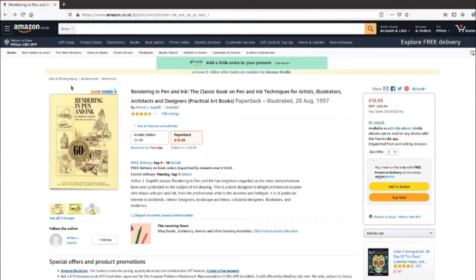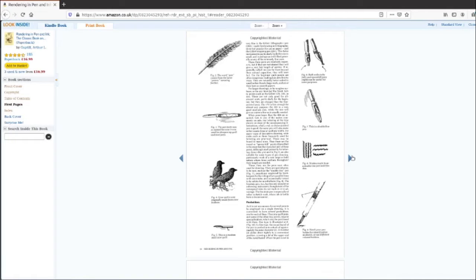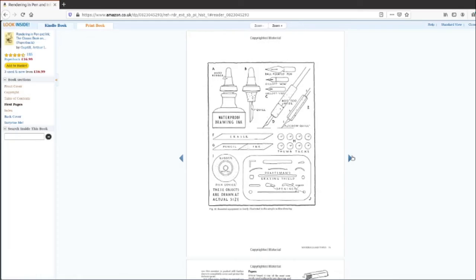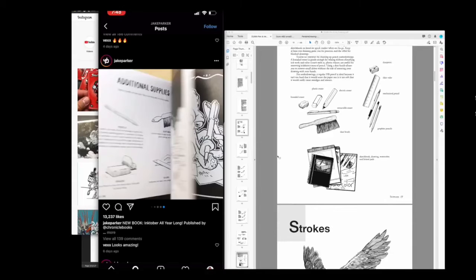Okay, so this is Rendering in Pen and Ink. This is from 1997. It's written by Arthur Guptill, and if we look a bit further through the book, I'm just losing the preview to show some of the early pages. You can see quite clearly a dust brush. So the concept of having a dust brush as an unusual item has already been established and predates Dunn's work.